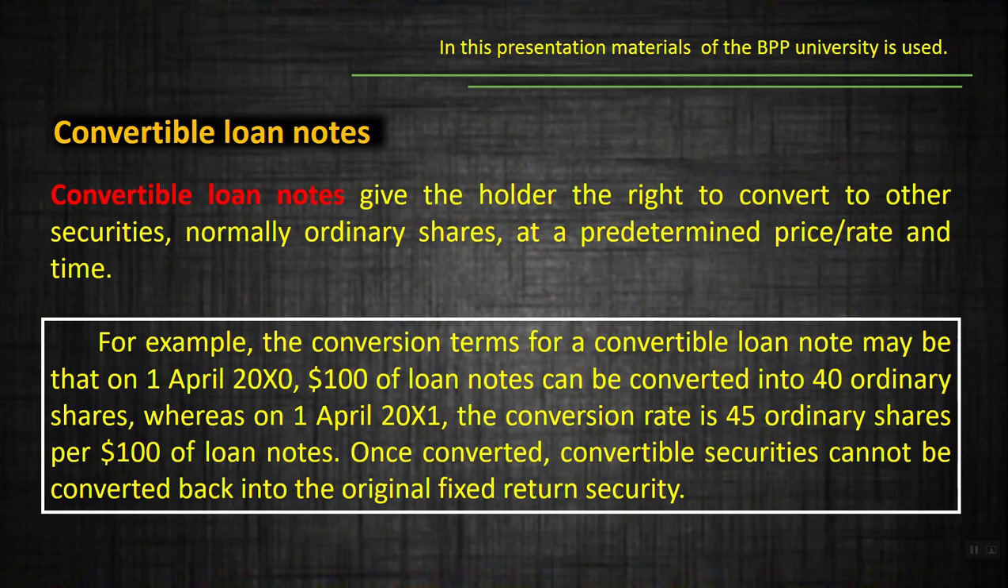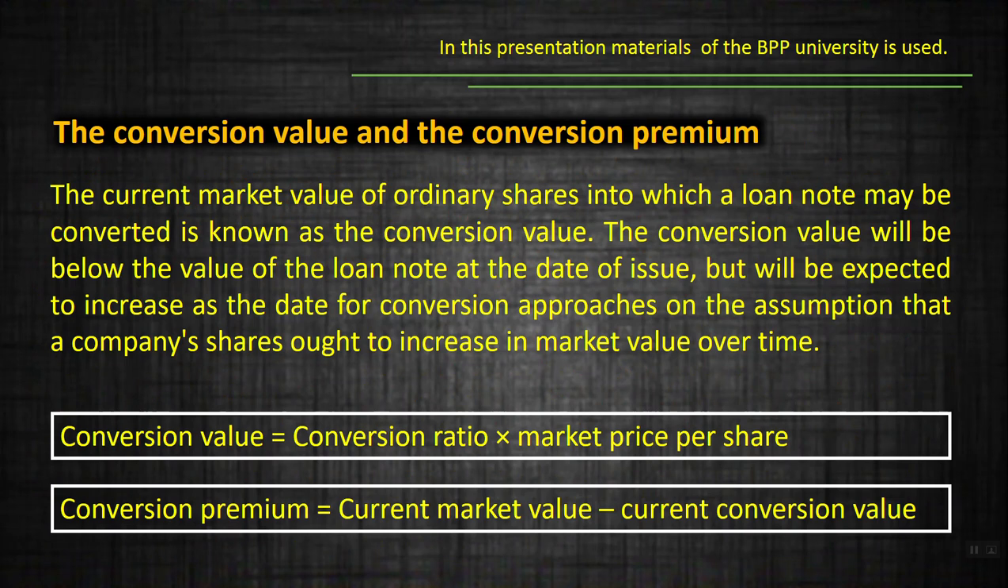Convertible loan notes give the holder the right to convert to other securities, normally ordinary shares, at a predetermined price, rate, or time. For example, the conversion terms for a convertible loan note may be that on 1st April 2010, $100 of loan notes can be converted into 40 ordinary shares, whereas on 1st April 2011, maybe the conversion rate is 45 ordinary shares per $100 of loan notes. Once converted, convertible securities cannot be converted back into the original fixed return security. The conversion value and the conversion premium.